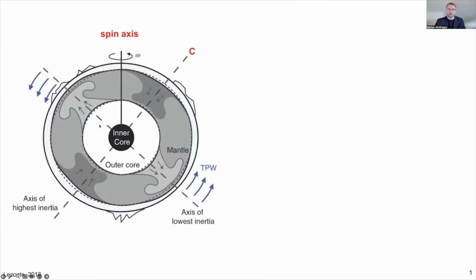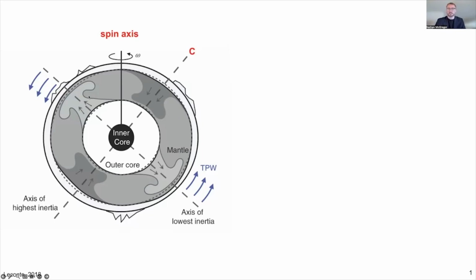So here we have Venus again. Again, we have that mantle, the core, and the crust. What I've indicated here is the spin axis. So this is the axis about which Venus will rotate. And then the c-axis here is another axis. And the c-axis is a function of how is the mass, or in this case, the rock inside the mantle distributed, and how is it moving around?